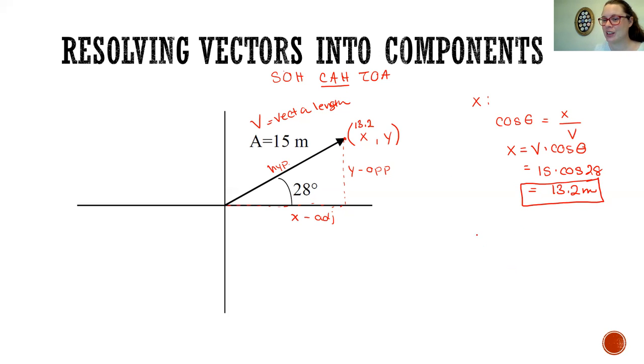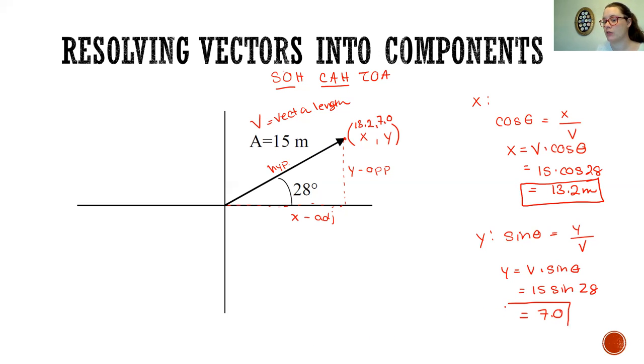If we want to know the y value, well, y is the opposite side, so to use opposite, use sine. The sine of an angle is equal to y over the vector length. Or we can say y is equal to the vector length times the sine of the angle. Plugging in our information again, 15 sine 28, we get 7.0. So we could say our x component is 13.2 and our y component is 7.0.